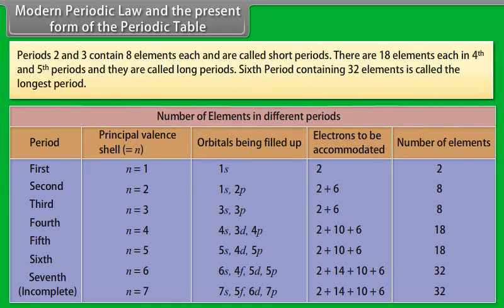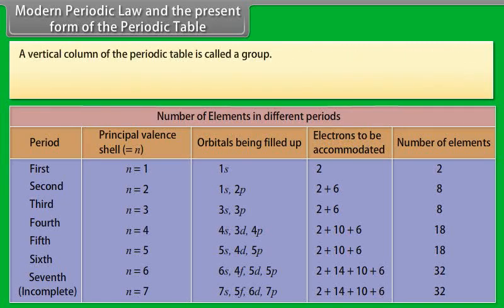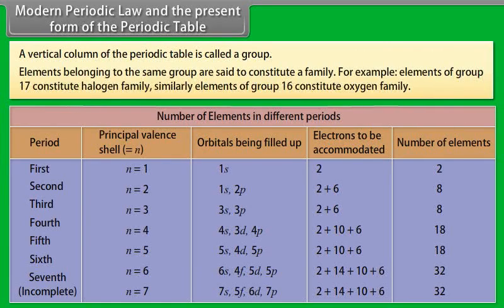Periods 2 and 3 contain 8 elements each and are called short periods. There are 18 elements each in 4th and 5th periods and they are called long periods. 6th period containing 32 elements is called the longest period. A vertical column of the periodic table is called a group. Elements belonging to the same group are said to constitute a family. For example, elements of group 17 constitute halogen family. Similarly, elements of group 16 constitute oxygen family.